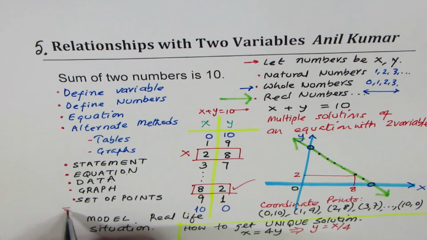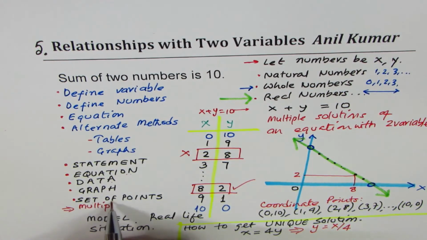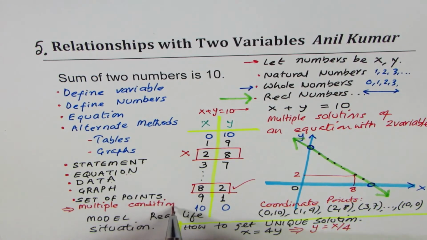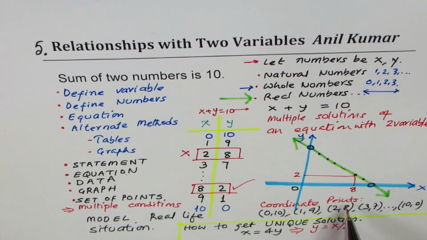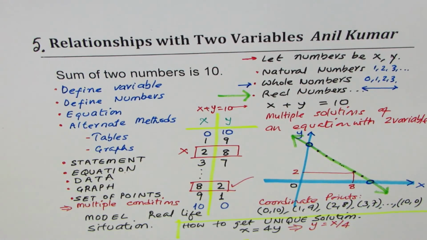So at times we may have multiple conditions. Now if I have multiple conditions, then we may have one solution, we can have many solutions, or we may even have no solution. That is also possible, correct? So with that open mind, let's move on and try to solve some questions on linear relations.